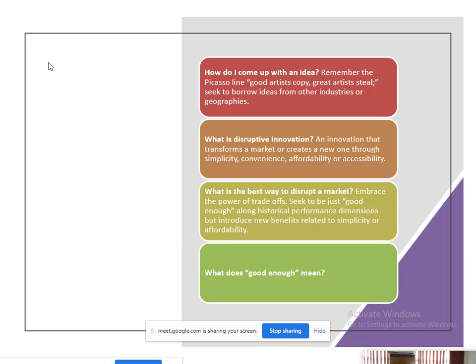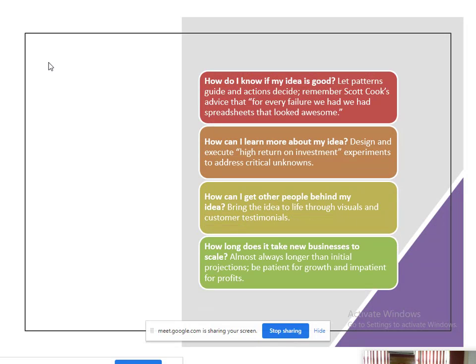What is the best way to disrupt the market? Embrace the power of trade-offs, seek to be just good enough along historical performance dimensions, but introduce new benefits related to simplicity or affordability. So we can try to come up in the market with a good product which can meet the requirements of today's generation in a simple way. This way we can disrupt the market. What does good enough mean? How do I know if my idea is good?